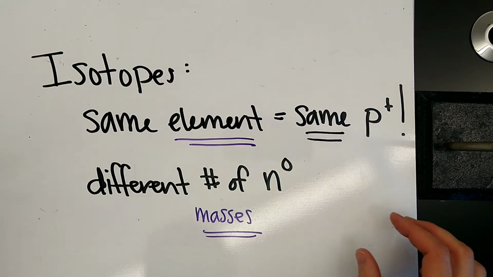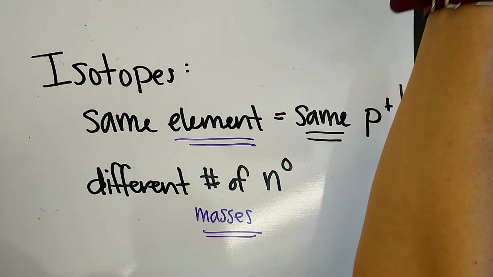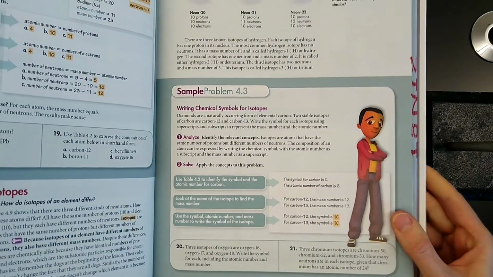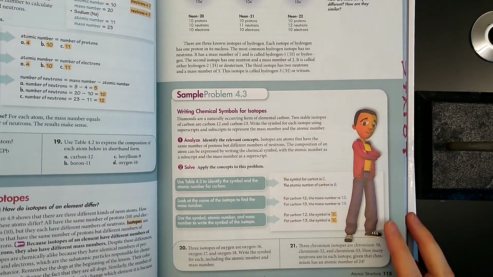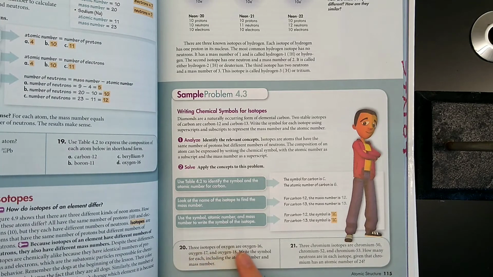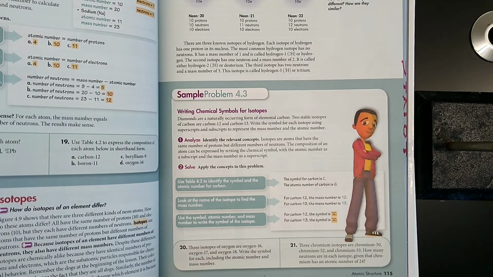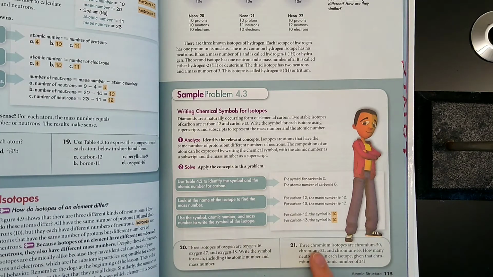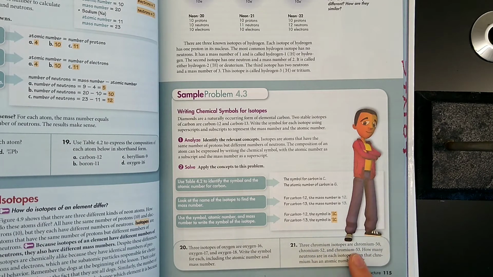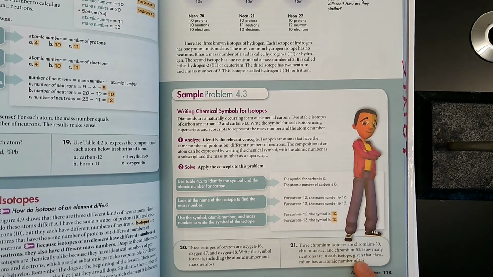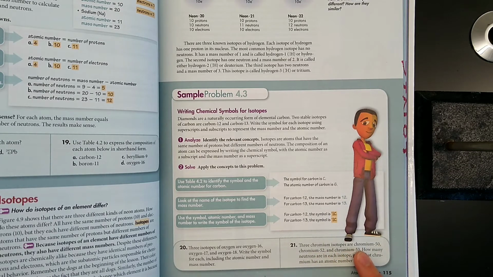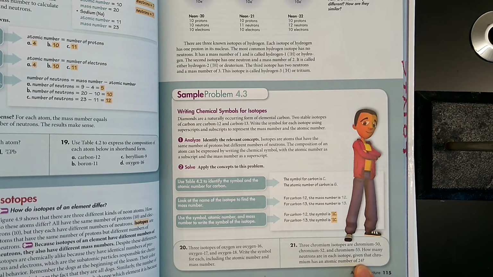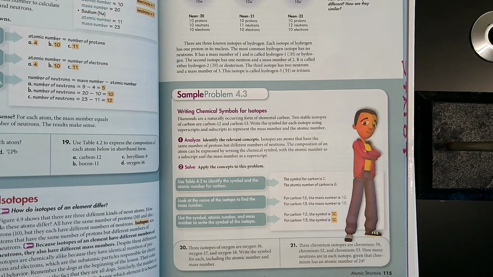Okay, moving on to sample problem number 20 and 21. This is where we start talking about isotopes. So number 20, you see that in there? Three isotopes of oxygen are oxygen 16, oxygen 17, oxygen 18. Write the symbol for each, including the atomic number and the mass number. That is the shorthand notation for each. And then chromium isotopes are chromium 50, 52, 53. How many neutrons are in each isotope given that it has atomic number 24? Remember all these, 50, 52, 53, are masses, and they told us the atomic number. So to find neutrons, you do mass minus atomic number.